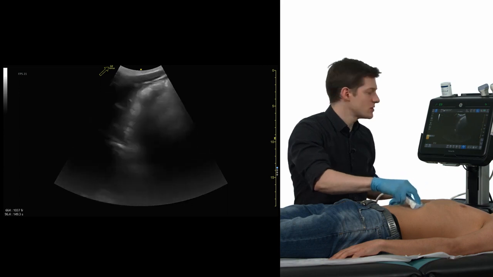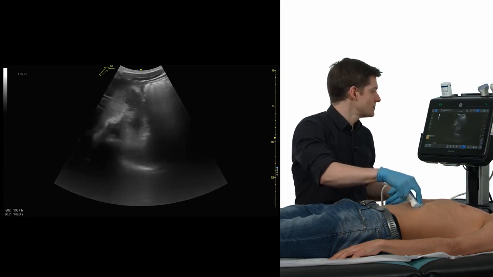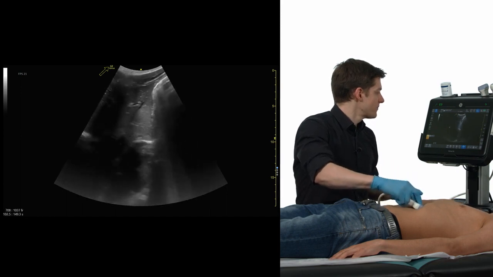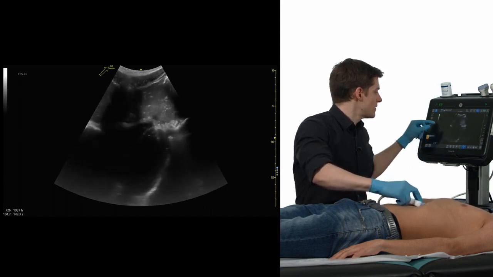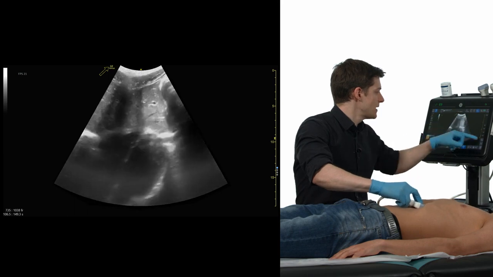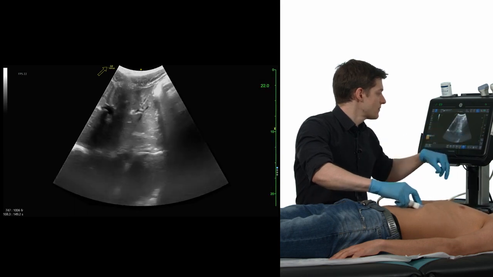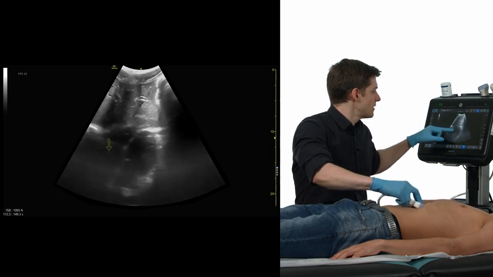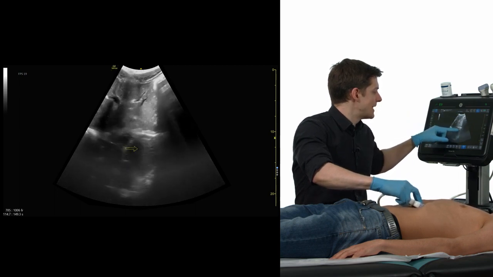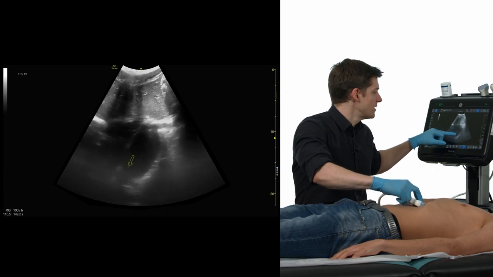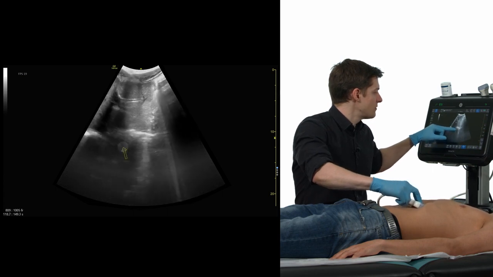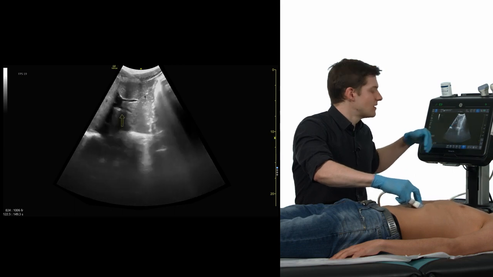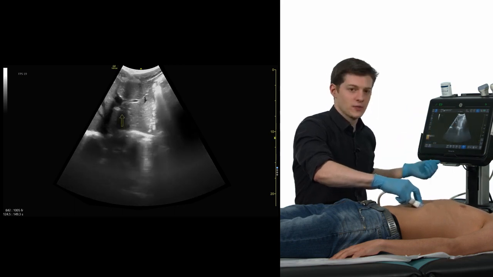And then we tell our patient to inhale. Please inhale. Then we can optimize the view. We need a little bit more gain, a little bit more depth. And here we see a subcostal four-chamber view. The left heart, so the left ventricle, the left atrium, the right ventricle, and the right atrium. We use the liver as our acoustic window.